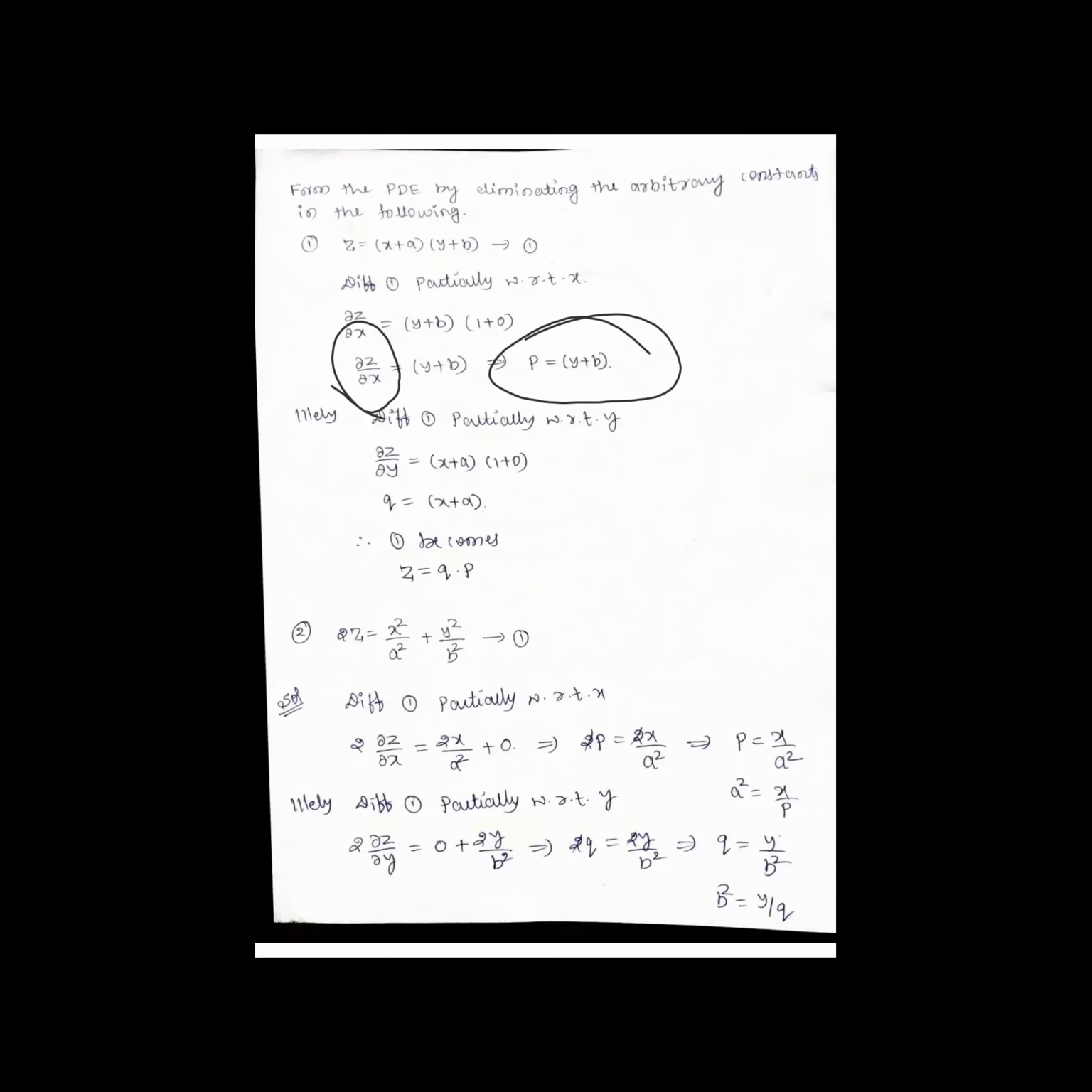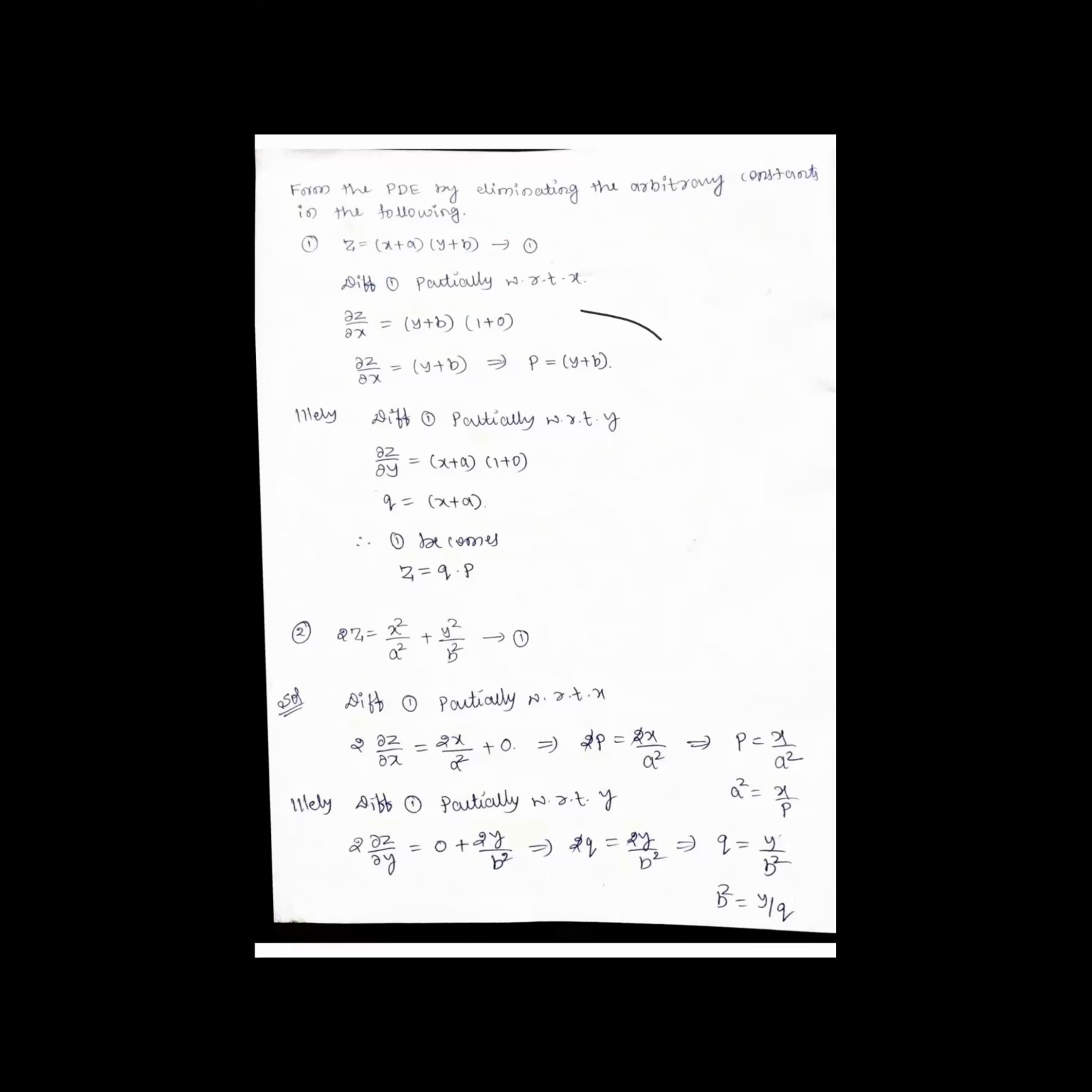Next, similarly, differentiate with respect to y. That is ∂z/∂y. This means z is differentiated partially with respect to y, so the other variables become constant. Except y, the remaining are constant. So x + a acts as a constant, take it out. The derivative of y with respect to y is 1, plus the derivative of the constant, which is 0. Therefore q = x + a.